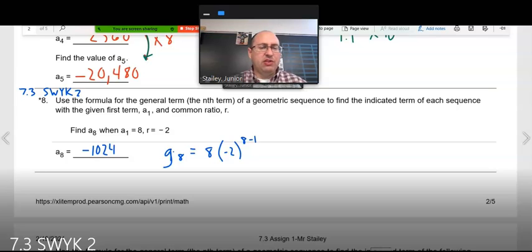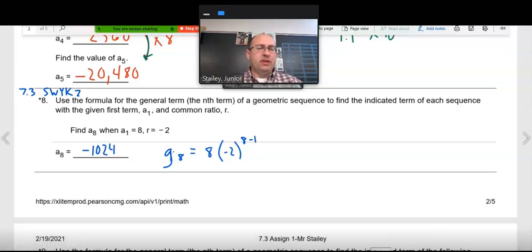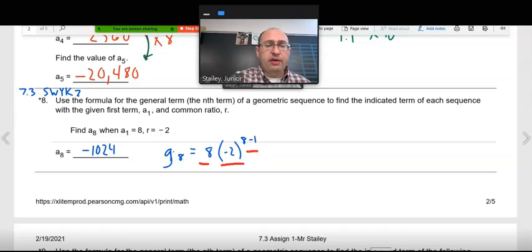All right, let's go through 7-3, Swyk number 2. So we're dealing with a geometric sequence, and we're looking for an indicated term. So they want the 8th term. We know the first term is 8. We know the multiplier r is -2. Simple. Plug and chug. Throw things in the equation: first term, multiplier, 8 minus 1. Whammo. We get -1024.